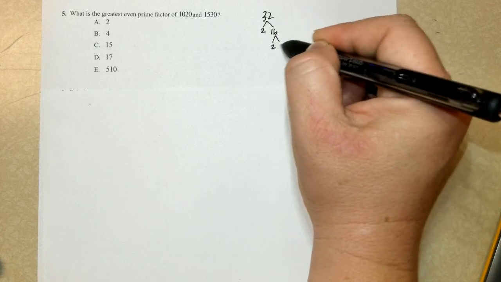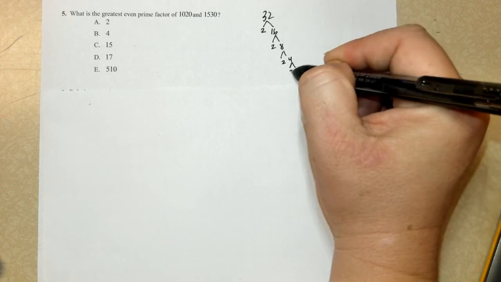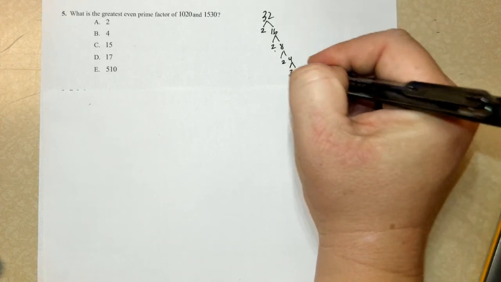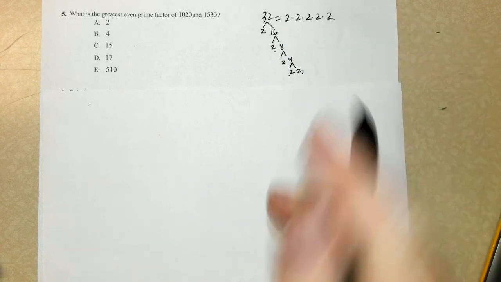Well, 16 breaks into 2 times 8. 8 breaks into 2 times 4. 4 breaks into 2 times 2. So 1, 2, 3, 4, 5. 2 times 2 times 2 times 2 times 2. Prime factorization, right? Oh, it's ugly.